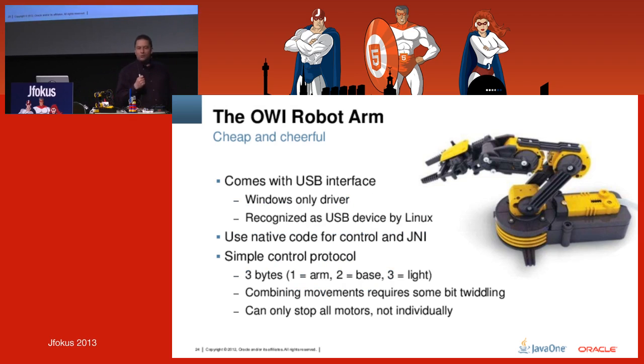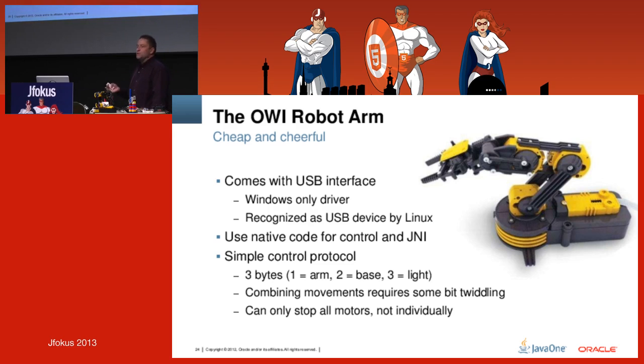One of the things I bought a while ago, this was on special offer at my local Maplin, who's one of the electronics companies in the UK. And I saw that somebody had done something with this, and I thought, oh yeah, that'd be really good. So I bought one of these. It's got a USB interface, comes with a Windows-only driver, but the nice thing is that if you plug it into a Linux box, which is what our Raspberry Pi is, it will actually recognize it as a USB device, sets up a device that you can then talk to.